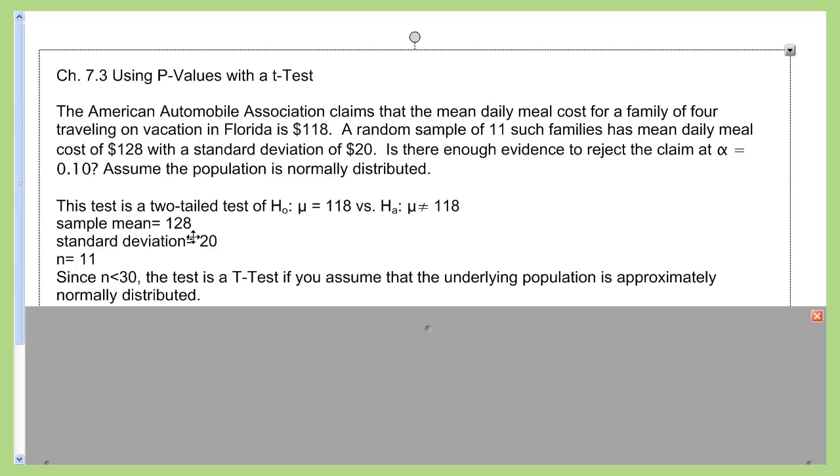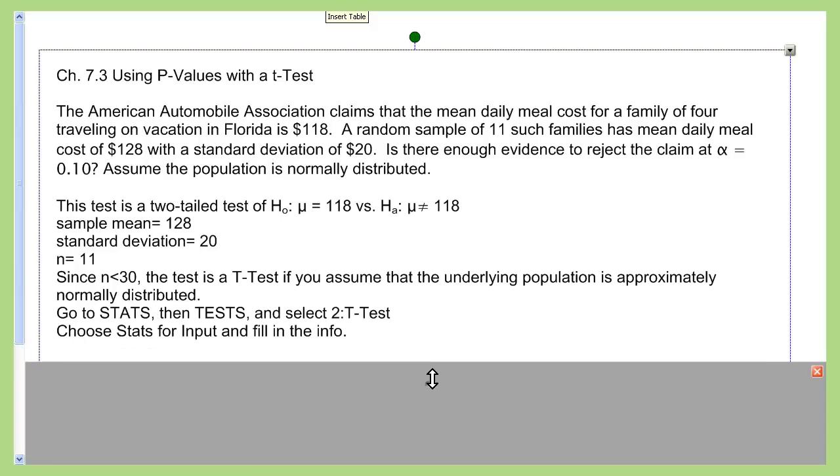So the sample mean is 128, the standard deviation is 20, the sample is 11. And since n is less than 30, we're not going to use a z-test, we're going to use a t-test. And we're assuming, because of what it said, that the population is normally distributed.